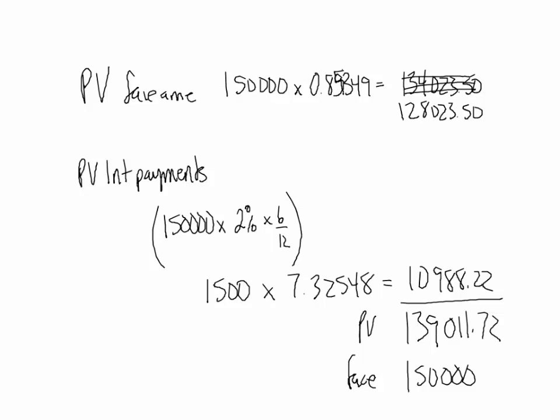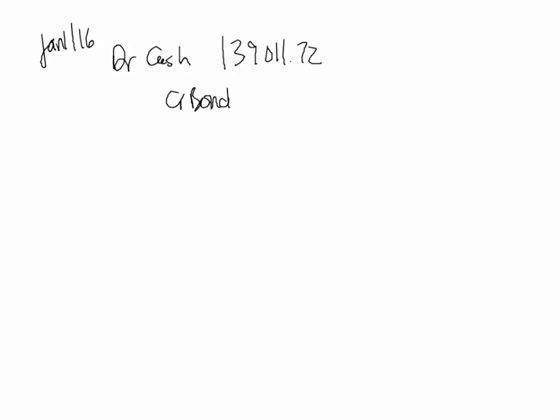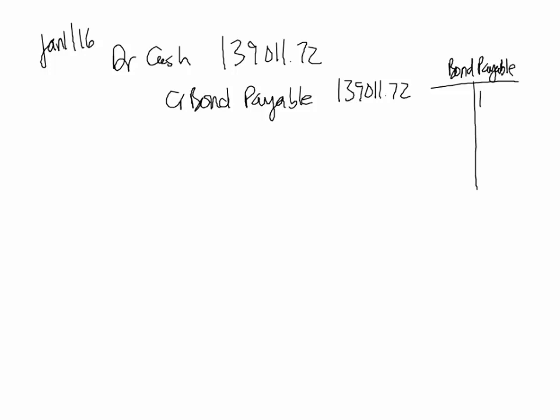So now, what are we going to do? We're going to do the entry for the sale of this bond. So at January 1st, 2016, we're going to do a debit to cash because we're going to receive $139,011.72 from our investors, and we're going to credit the bonds payable for $139,011.72. Now you've got to think that the bond payable is going to be at $139,011.72. In 4 years' time, how much money do we have to fork over to the investors?